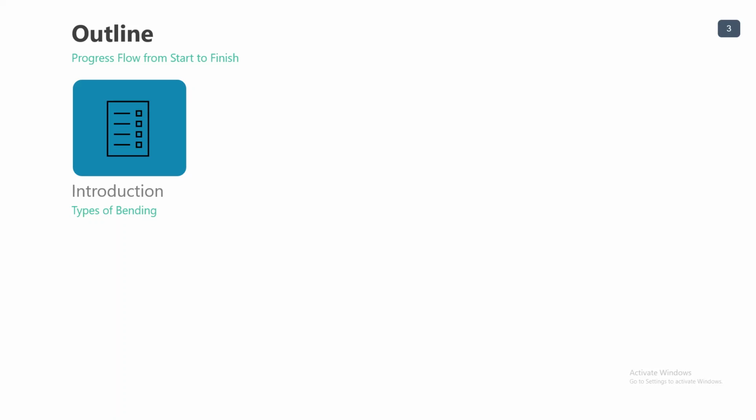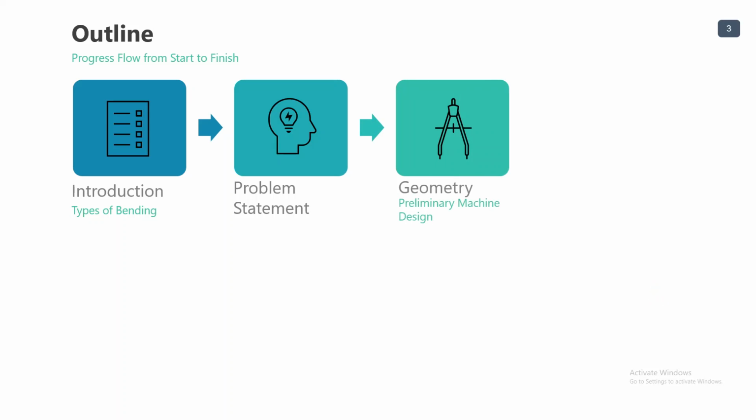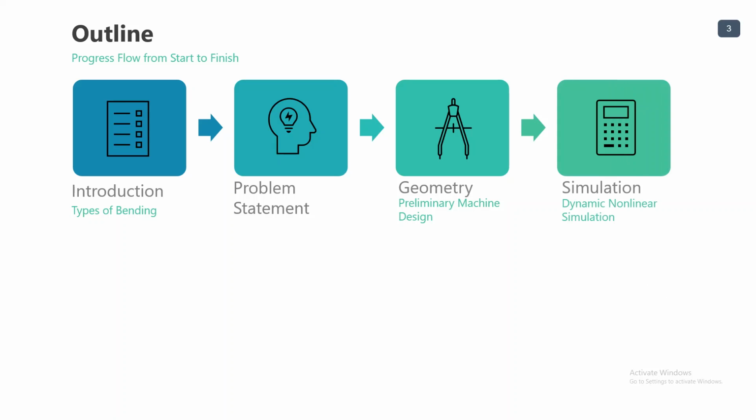1. A brief introduction on bending and its types that were included in the literature review. 2. Then move on to the project constraints that led us to formulate a problem statement. 3. After that, a preliminary machine designed to meet the constraints, guiding us to formulate our first simulation. 4. Then this simulation was done to estimate the required force and torque to achieve the constraints.